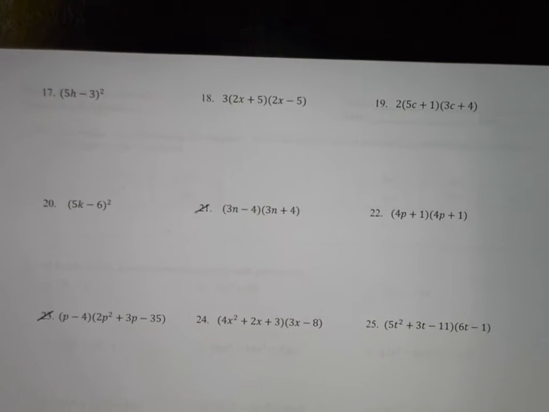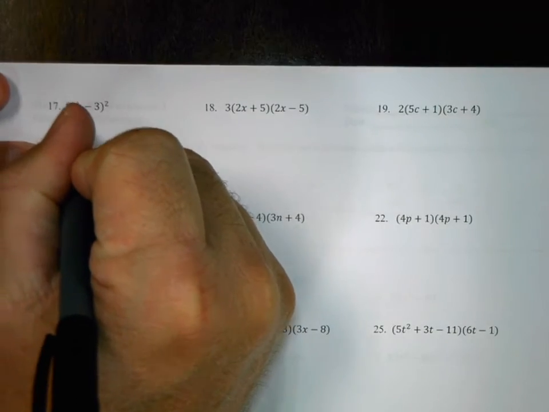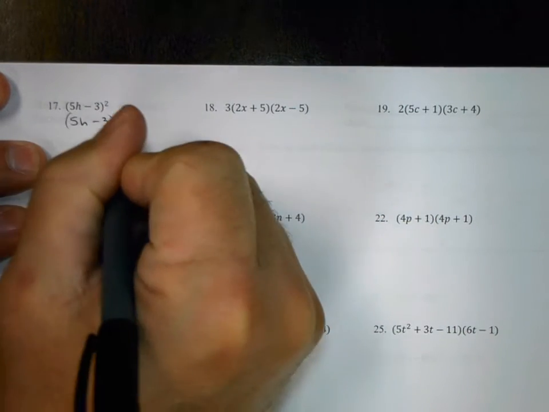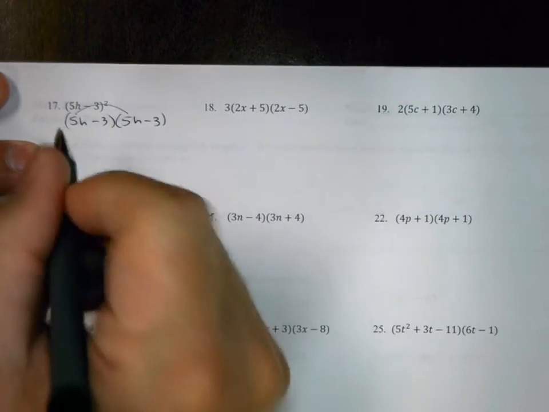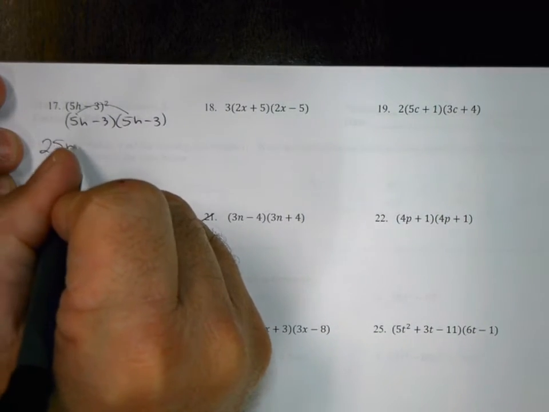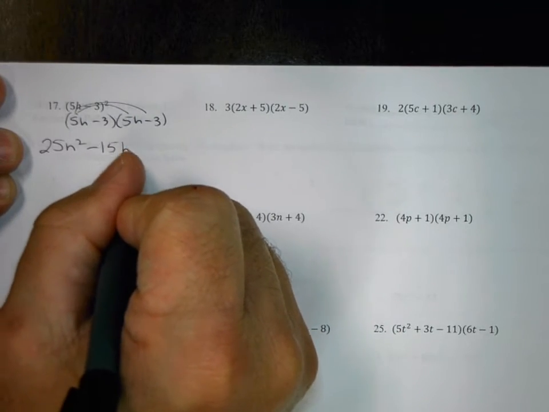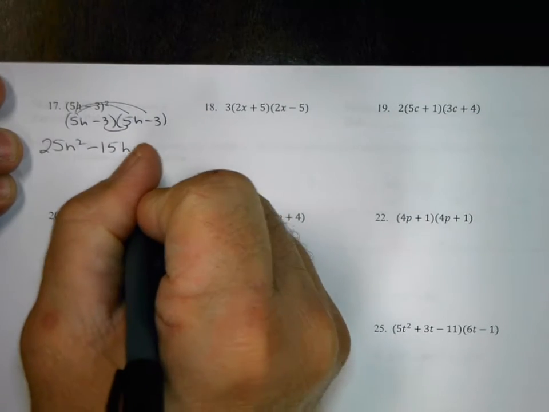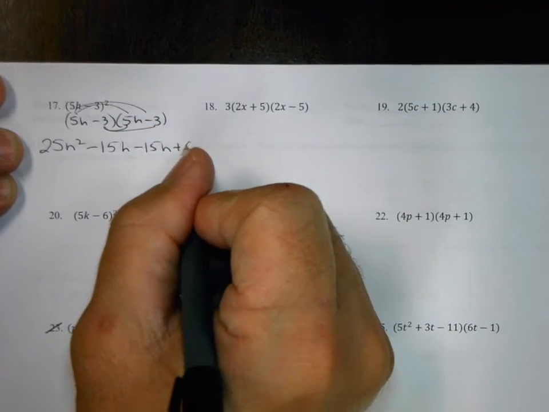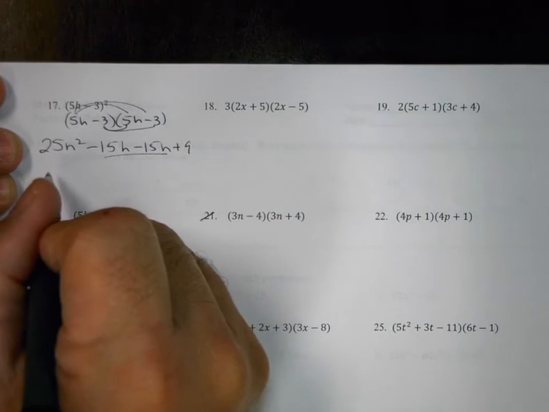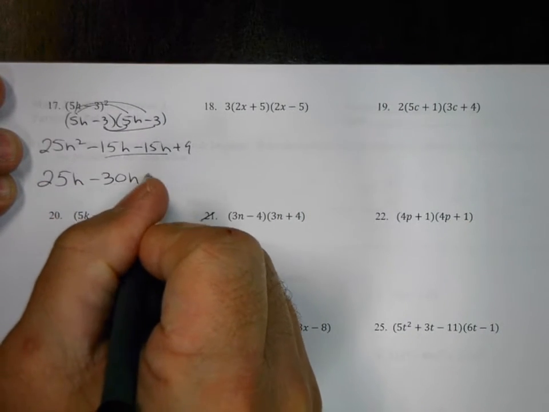All right, we've got a lot more to do here. Let's stop with these tricks and let's just write it out. 5h minus 3 times 5h minus 3. 5h times 5h is 25h squared. 5h times negative 3 is negative 15h. Negative 3 times 5h is negative 15h. And negative 3 times negative 3 is positive 9. Combine the middle two terms. 25h squared minus 30h plus 9.